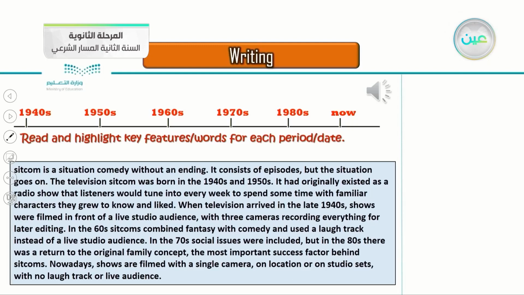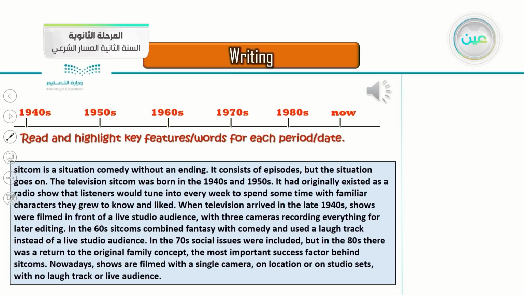Sitcom is a situation comedy without an ending. It consists of episodes, but the situation goes on. The television sitcom was born in the 1940s and 1950s. It had originally existed as a radio show that listeners would tune into every week to spend some time with familiar characters they grew to know and liked. When television arrived in the late 1940s, shows were filmed in front of a live studio audience, with 3 cameras recording everything for later editing.